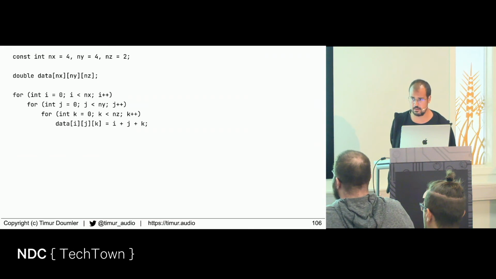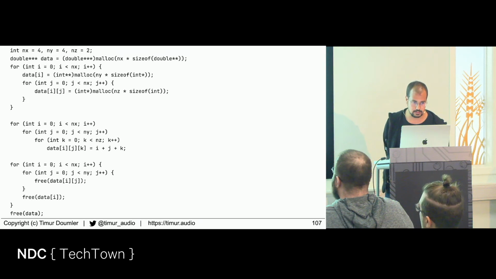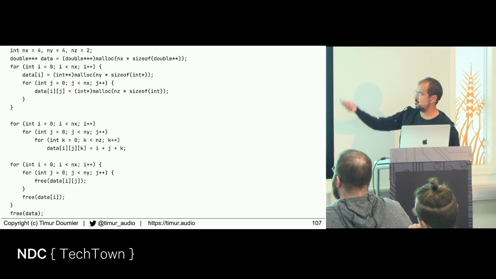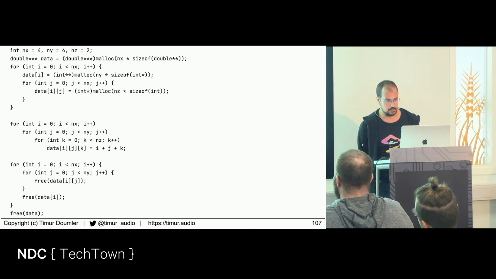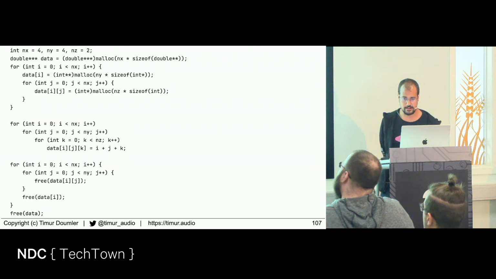But if you need a dynamic array on the heap, this is how my supervisor taught me how to do this. And this pattern was all over the code base. Like there were 100 places where you would see essentially this. And it was also in 4D and sometimes even 6D. So you can imagine what that would look like.